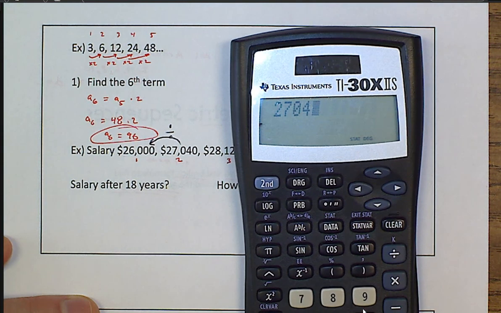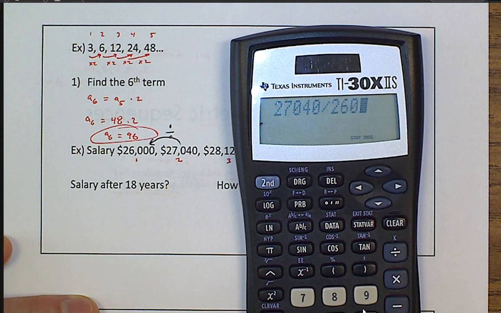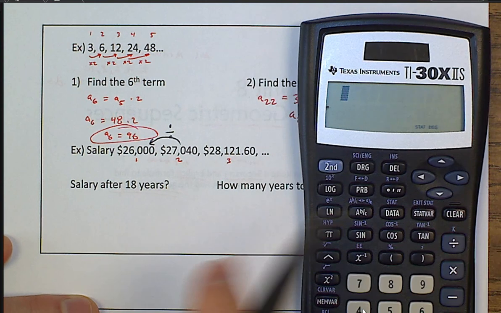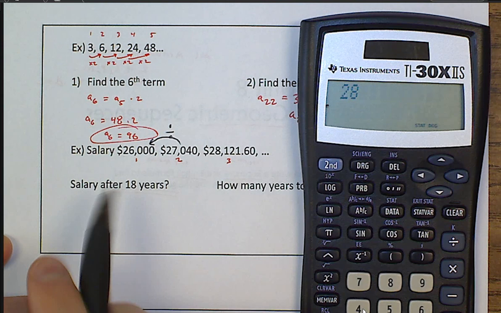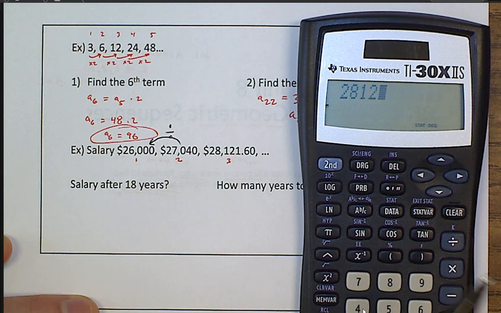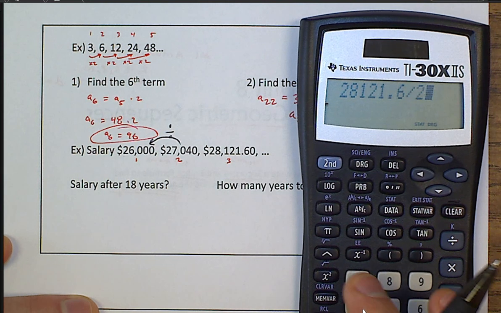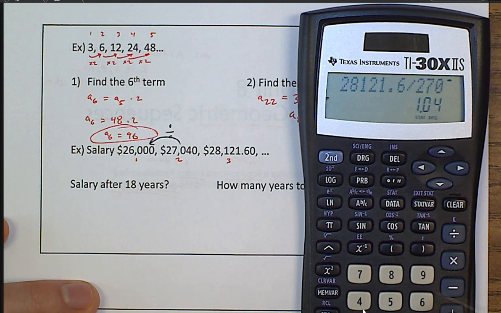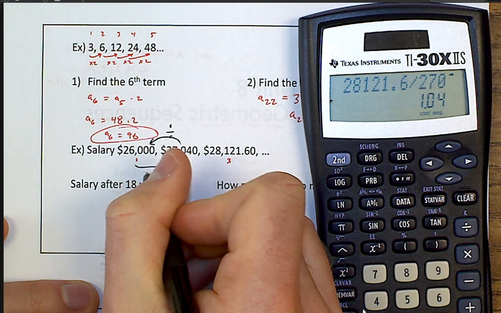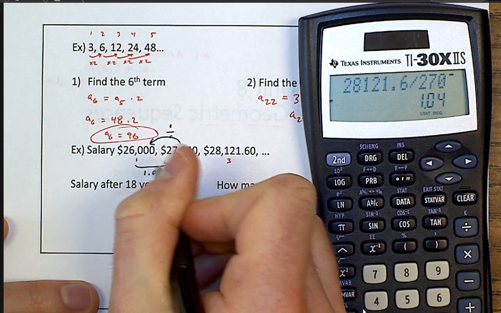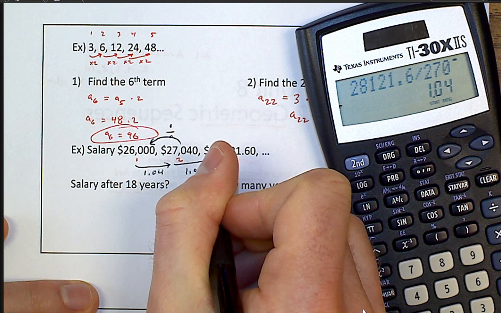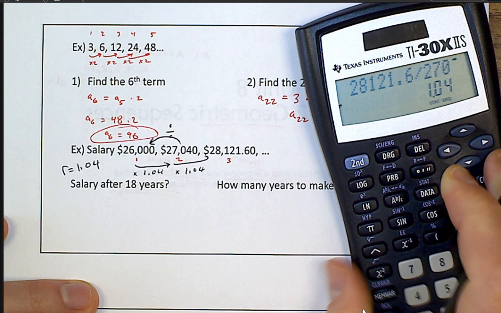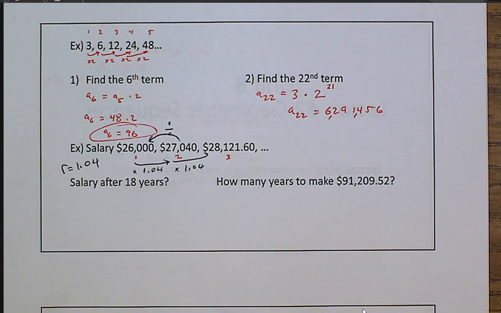27,040, divide it by the first term, 26,000, you get 1.04. Just double check it. Take the third term, 28,121.6, divided by 27,040, 1.04. So basically, I'm timesing everything by 1.04. That's my common ratio. My r value is 1.04. That's important. Okay, so if you can't see it right away, use that little trick of the trade there. You'll be good to go.